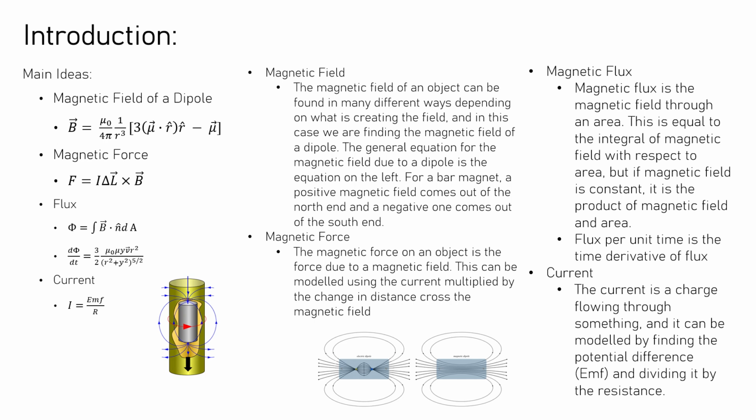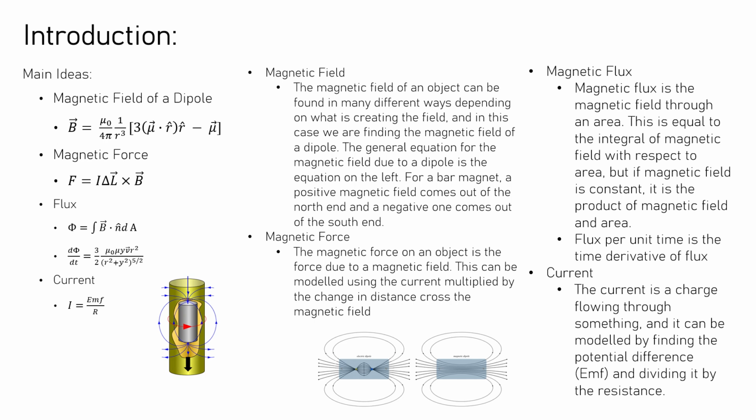Magnetic field of a dipole, the equation is shown on the left. For a bar magnet, it's just good to know that the positive magnetic field comes out of the north end, negative comes out of the south end. Magnetic force due to an object is the force due to a magnetic field and can be modeled using the current multiplied by the change in distance cross product with the magnetic field.